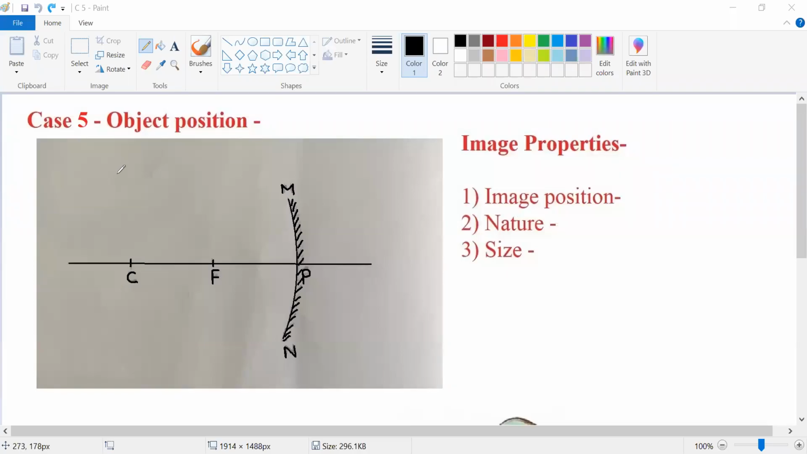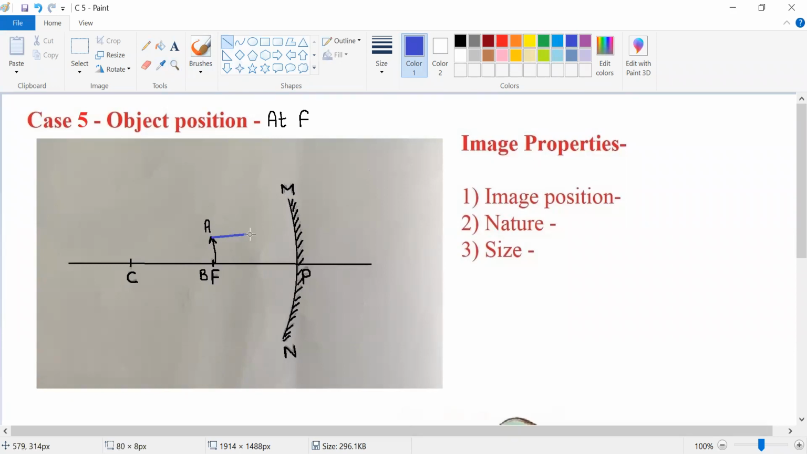Hello kids, let's learn the image formation in this case. In this case, the object is placed at focus. So keeping the object at focus, labeling the object as AB, the object position is at focus. Now we need two standard incident rays to obtain the image.